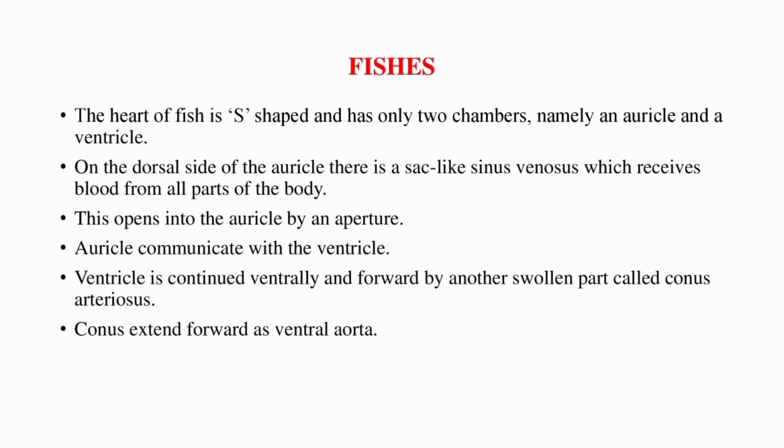Fish's heart. The heart of fish is S-shaped and has only two chambers, namely an auricle and a ventricle. On the dorsal side of the auricle, there is a sac-like sinus venosus which receives blood from all parts of the body. This opens into the auricle by an aperture. Auricle communicates with the ventricle. Ventricle is continued ventrally and forward by another swollen part called conus arteriosus. Conus extends forward as ventral aorta.